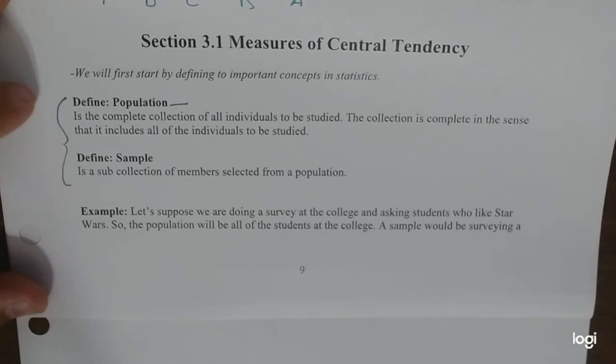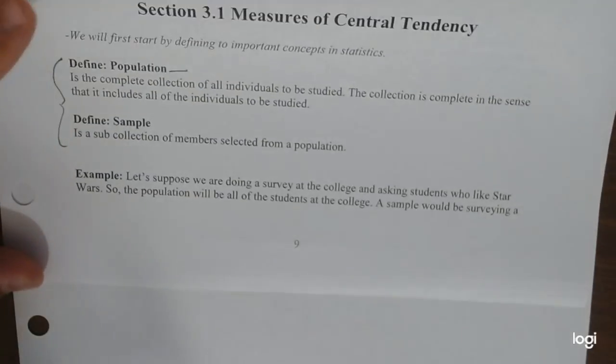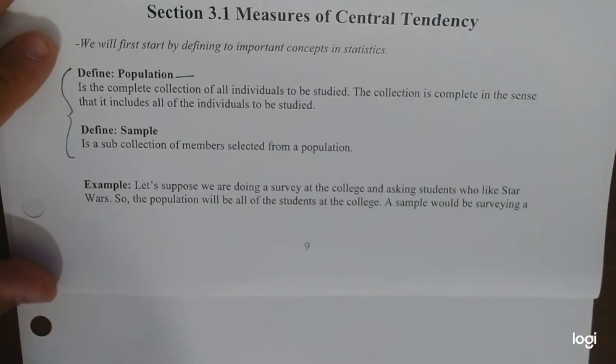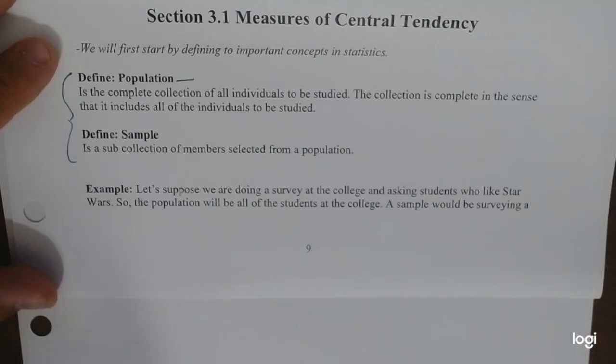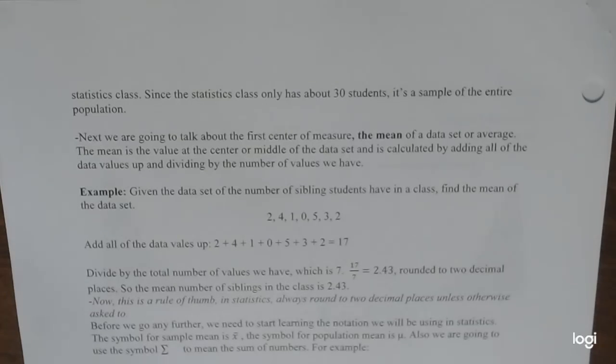Now a sample is a sub-collection of members collected from a population. Here's an example. Let's suppose we're doing a survey in the college and asking students who like Star Wars. The population will be all the students at Chaffey College. A sample would be surveying, let's say, the stats classes. Since the stat classes only have 30 students, it's a sample of the entire population. So a sample is just a sub-collection of the entire population.